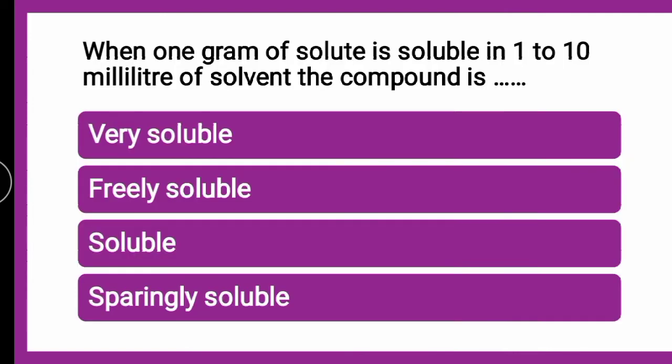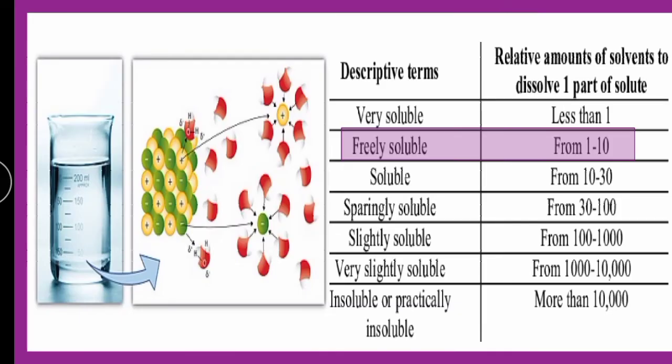And then moving towards the next question, when 1 gram of solute is soluble in 1 to 10 milliliter of the solvent, the compound is dash. Whether it is very soluble, whether it is freely soluble, whether it is soluble or sparingly soluble. The correct answer is it is freely soluble. When 1 gram of solute is soluble in the solvent 1 to 10 ml, the compound can be called freely soluble. Again, according to the solubility chart, it is freely soluble. So it is from 1 to 10 ml of the solvent.